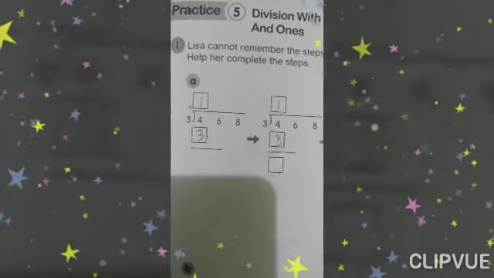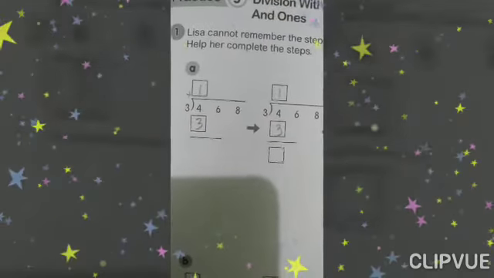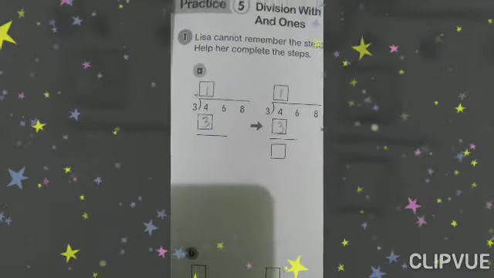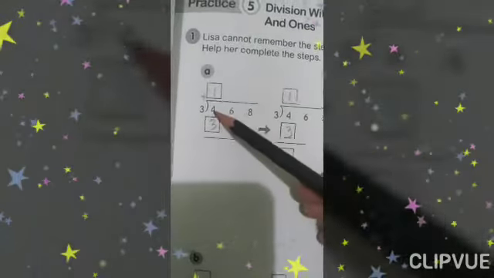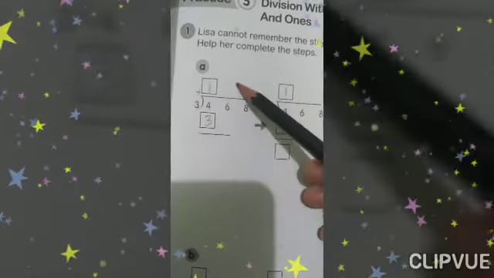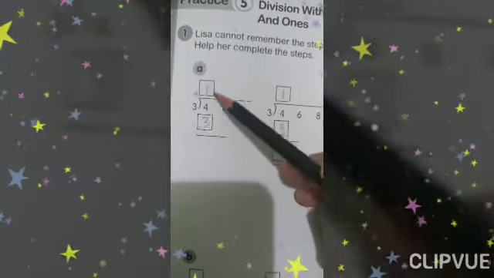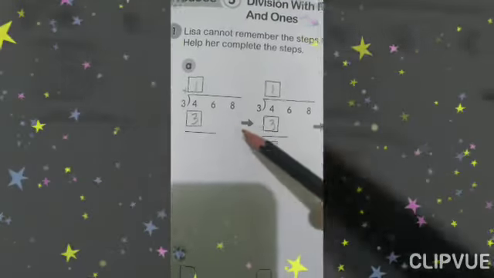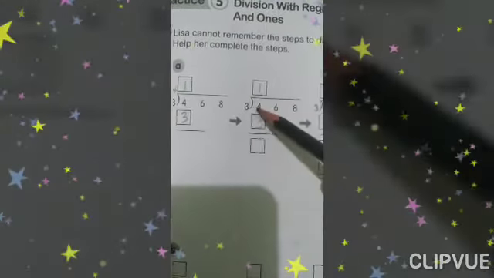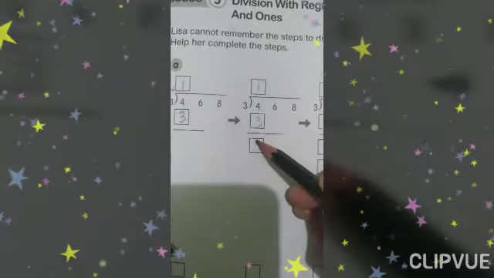Number 1, Lisa cannot remember the steps to division. Help her complete the steps. A. 4 divide 3 equals 1. We check together. 3 times 1 equals 3. And then 4 minus 3 equals 1.